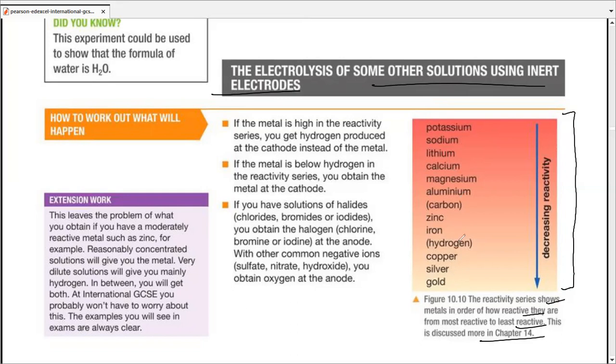So what I tell my students is that the whole series is made up of metals, but there are only 2 non-metals, and that's why they're written in brackets. So there is carbon over here, there is hydrogen over here, which divides the whole list into 3 parts. The top part, on top of carbon, these are reactive metals. The ones that are present in between carbon and hydrogen, these are moderately reactive.